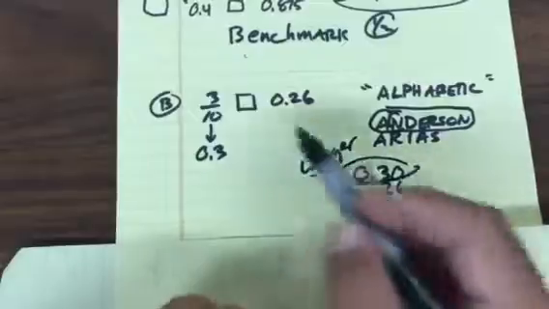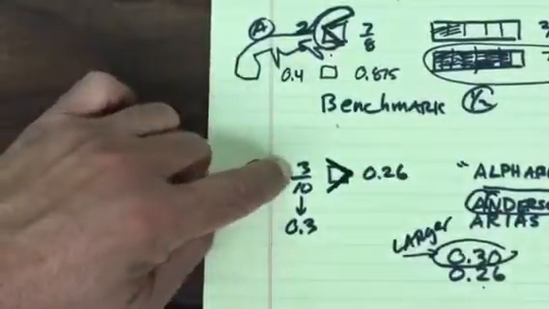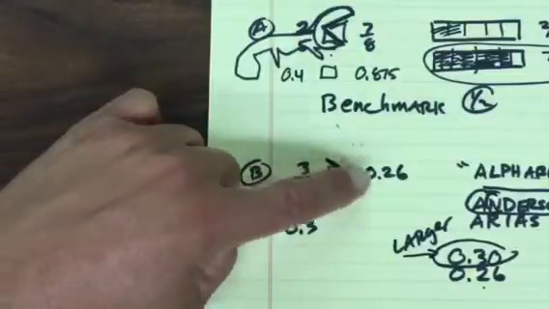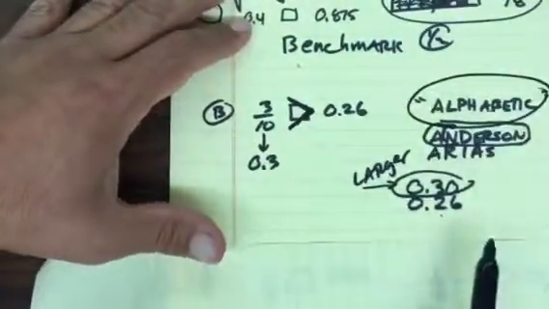Back to the symbol, we're going to use that symbol. We'll say 3/10 is greater than 26/100ths. That's using the alphabetic technique of comparing numbers.